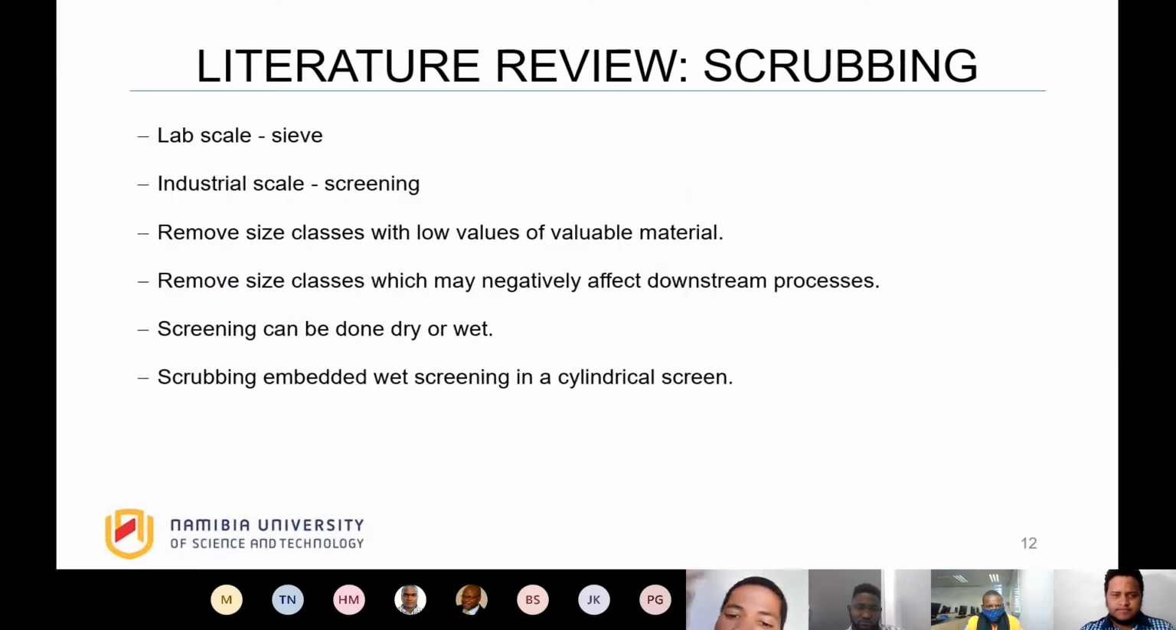This one should be the same as the other one. I think we can skip this one because it's the things which I already spoke about.